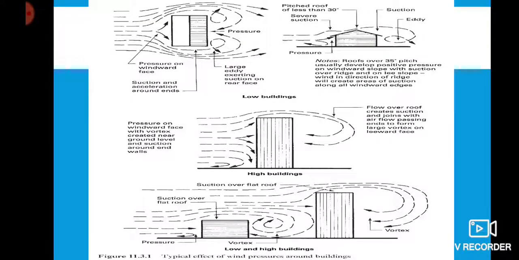Low and high buildings. Suction over flat roof. When a building is pressurized, the internal pressure pushes up on the roof. This push from below the roof is combined with the suction above the roof, resulting in increased wind load on the roof. The internal pressure also pushes on the side and rear walls. Therefore, a pressurized building increases the wind load on the side and rear walls as well as on the roof.